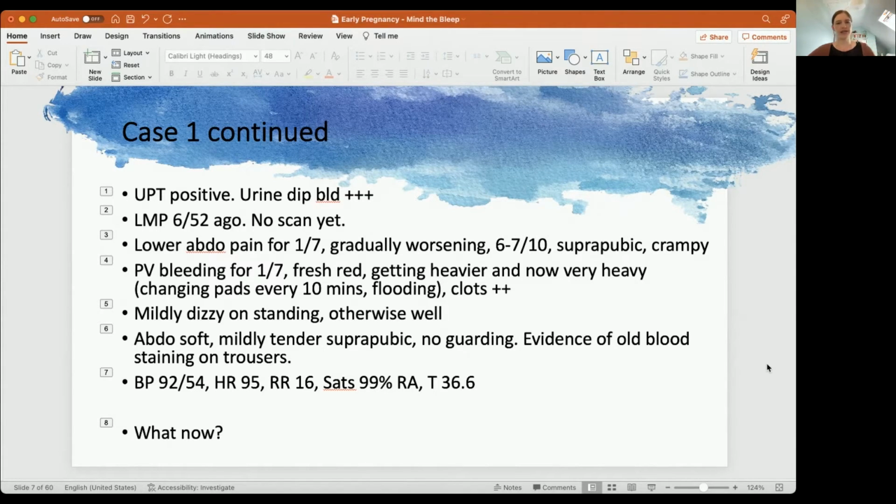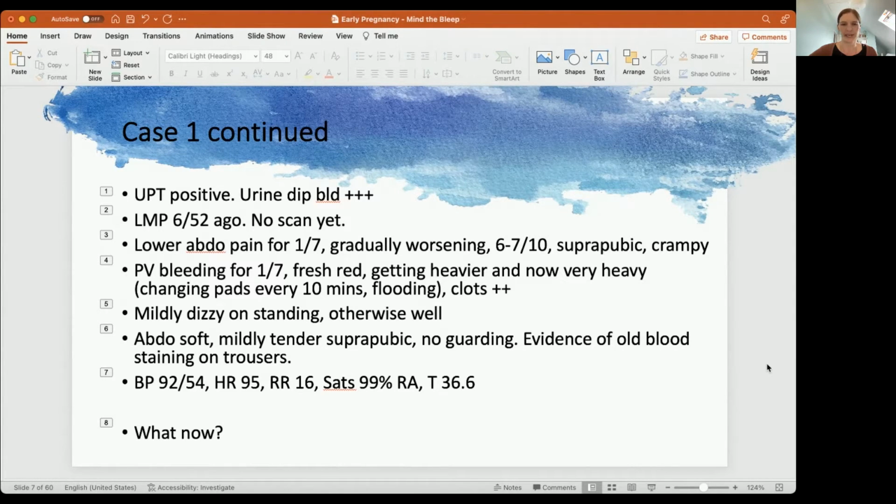Urine, yeah, she had blood. And a urine dip only showed blood, so no specific signs of a UTI. Her last menstrual period was 6 weeks ago. She has not had a scan yet. She's had the lower abdominal pain for about a week, gradually getting worse. It's moderately painful, suprapubic and crampy.